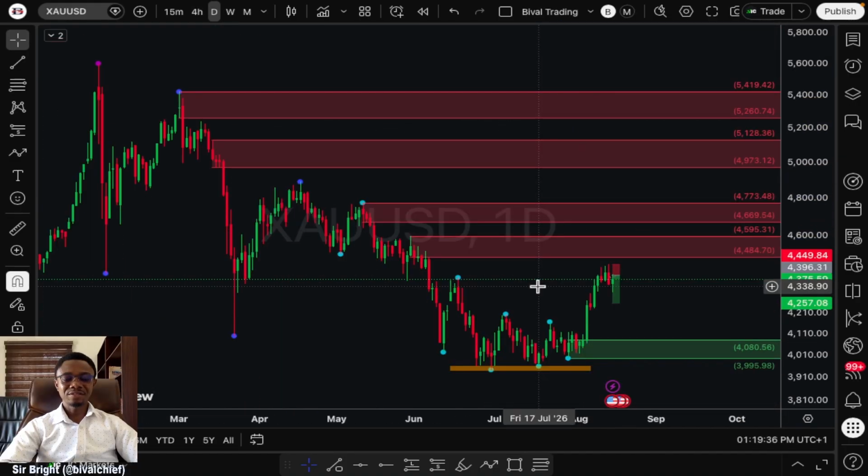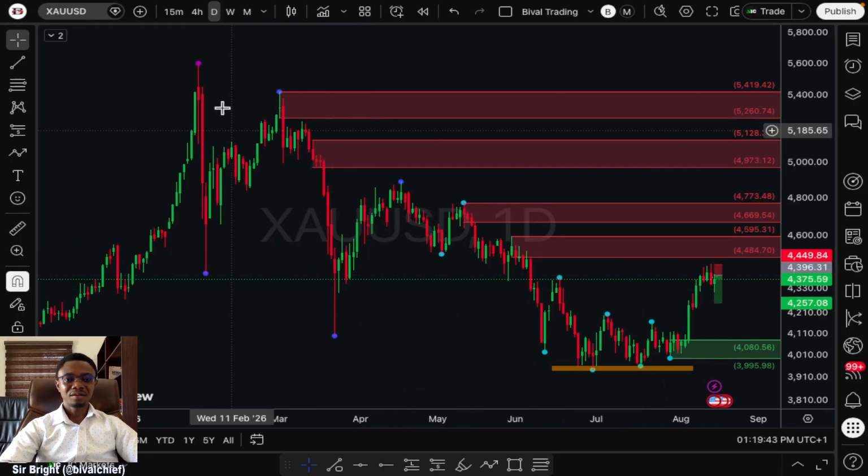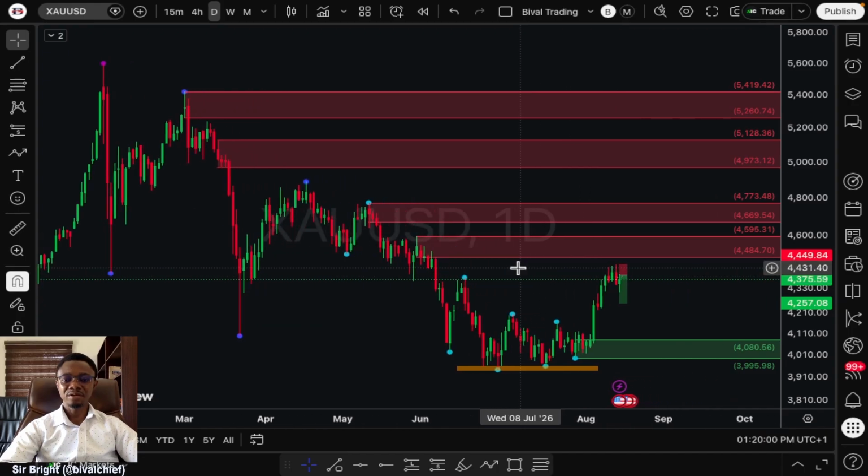The next pair on our screen here is gold. Now, what is happening on gold? If you look at price action here on the daily time frame, this is our all-time high. After our all-time high, we experienced this pullback, and then we had this lower high, lower low, lower high, and lower low. So on the daily time frame, you can see market structure is still bearish. Then we experienced this period of price consolidation here before that breakout to the upside.